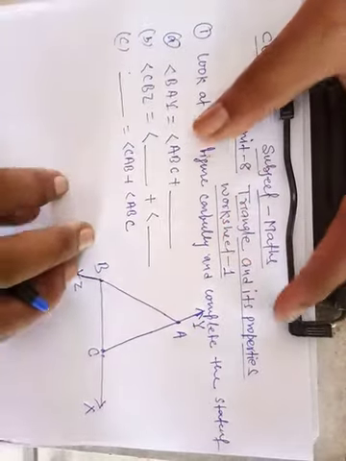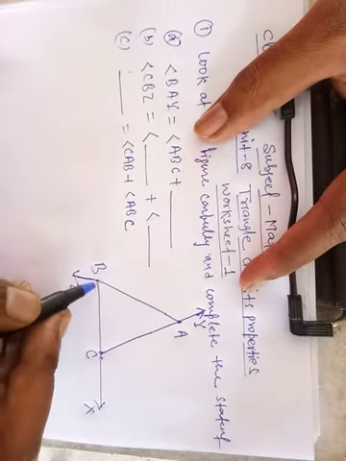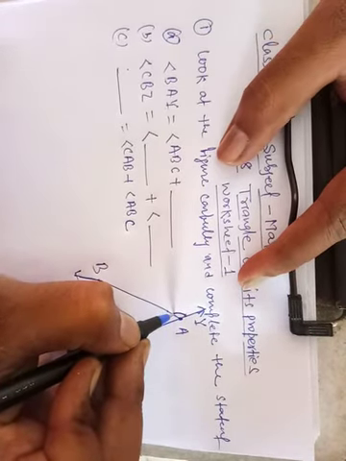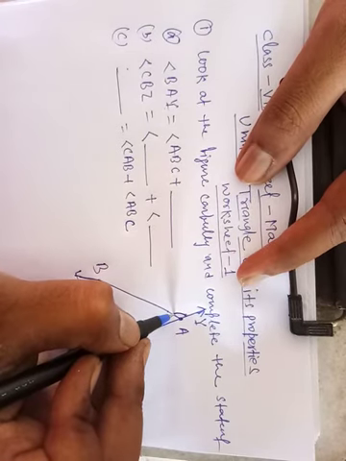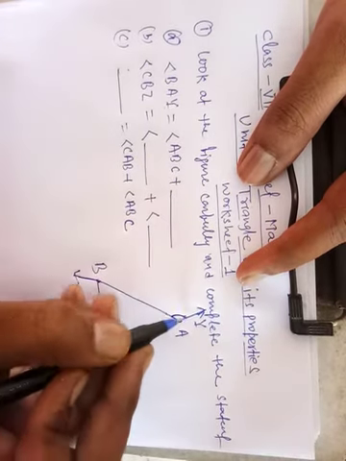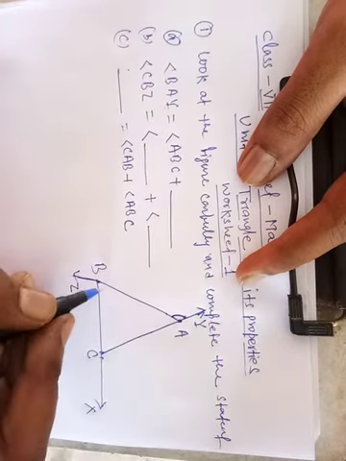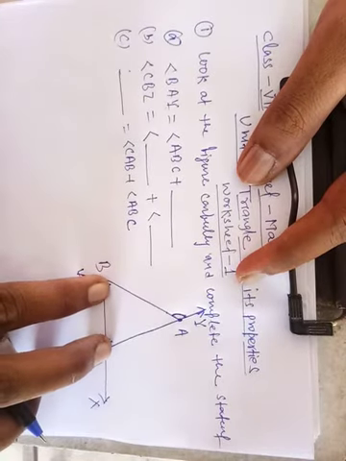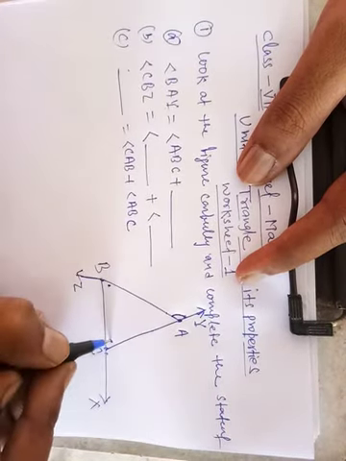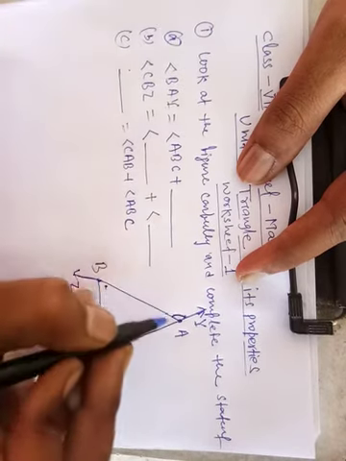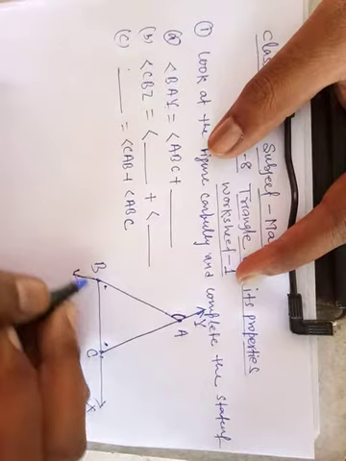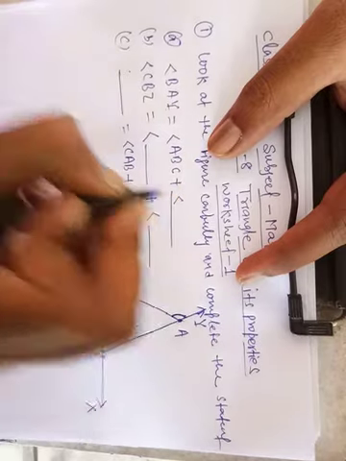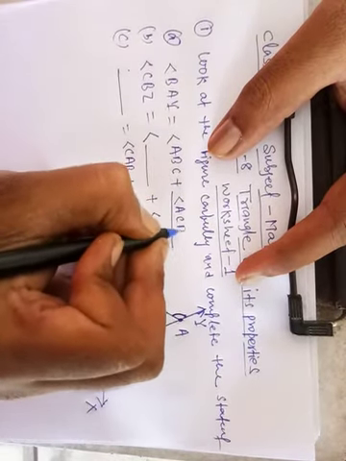Now from the first, here is angle BAY, and we know that the sum of the opposite interior angles is equal to the exterior angle. Corresponding to this angle, these two angles are the opposite interior angles. So the sum of these two angles is equal to the exterior angle. So we write angle BAY is equal to angle ABC plus angle ACB. So in the first blank you write angle ACB.